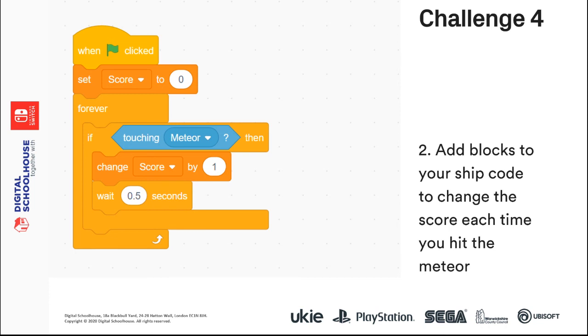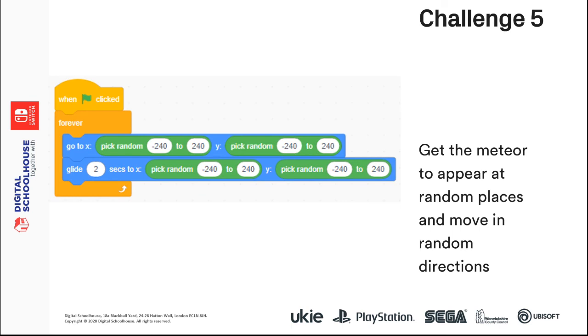So again, there's some example code there that you could use for adding a score every time you hit the meteor. So that's challenge 4. And the final challenge is to get the meteor to appear at random places and move in random directions all around the screen to make it a little bit more challenging. And again, there is the code there if you want to have a look at adding that to your program. So feel free to pause it if you need to. I'll just leave it on the screen for a moment.